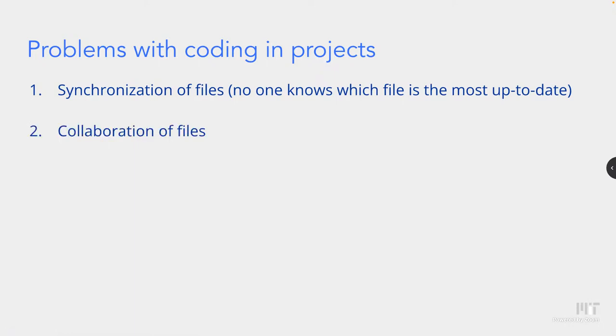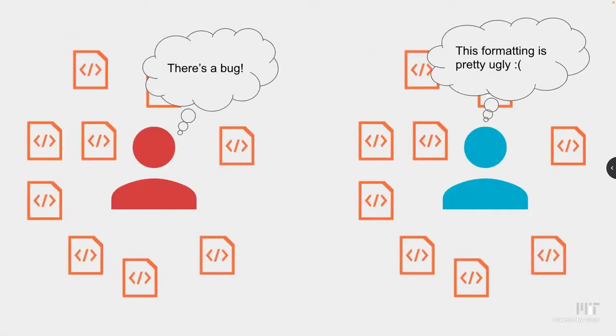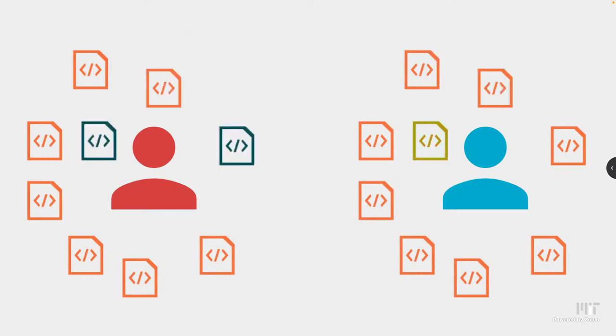Another issue is with the collaboration of files. So we have Ben and Alice again, same scenario. And Ben is working on fixing bugs. So he finds a bug in the file. And Alice is working on making the formatting better. So she finds that the formatting is too ugly. So let's say Ben makes changes to 2 files and Alice makes changes to 1 file. But it turns out that they made changes to the same file.